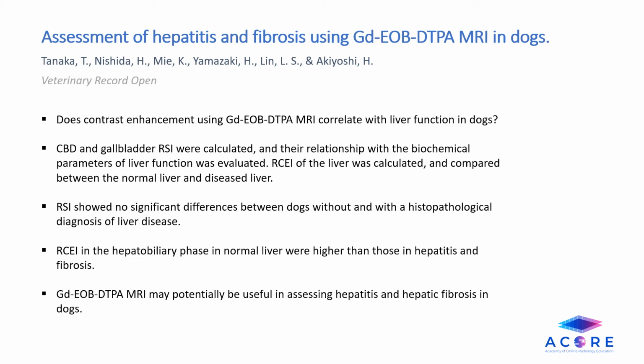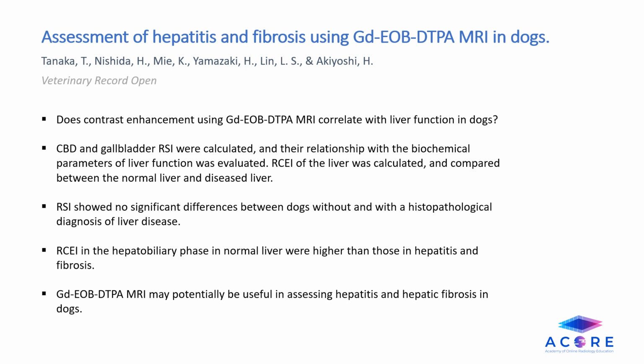This study showed that the relative signal intensity was not significantly different between dogs without and with a histopathological diagnosis of liver disease, although they were significantly correlated with albumin in dogs with histopathological diagnosis of liver disease.